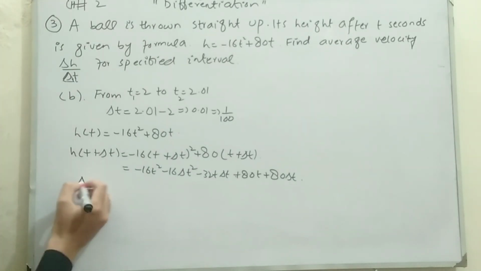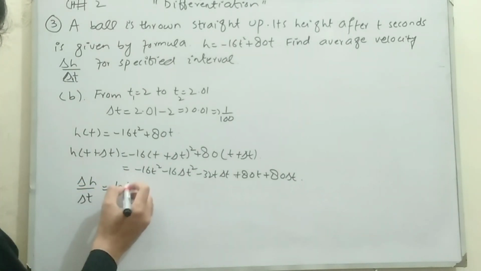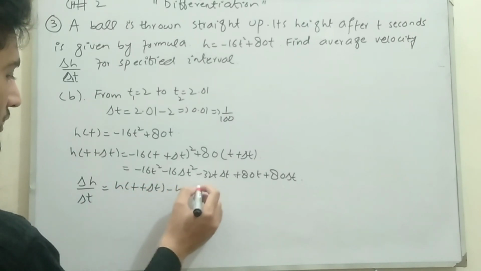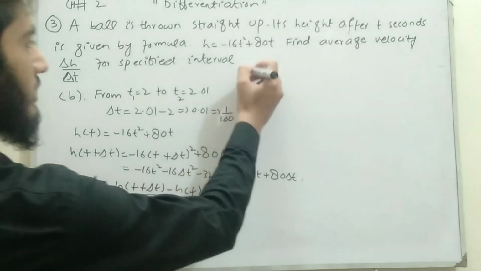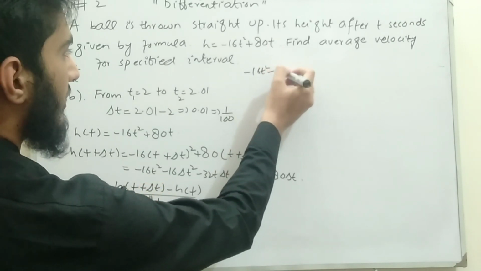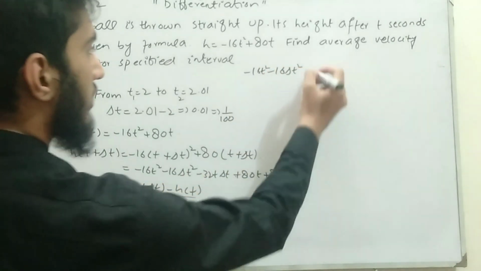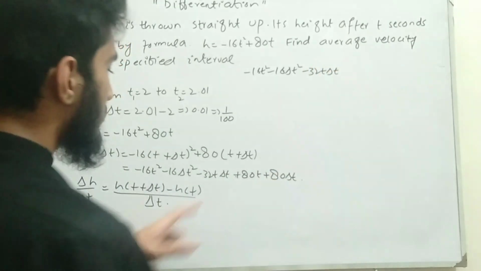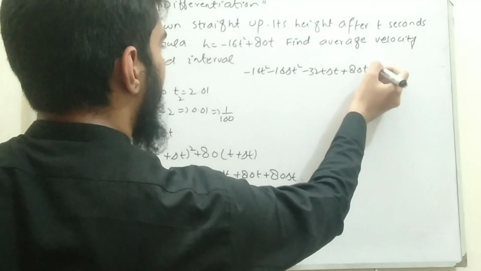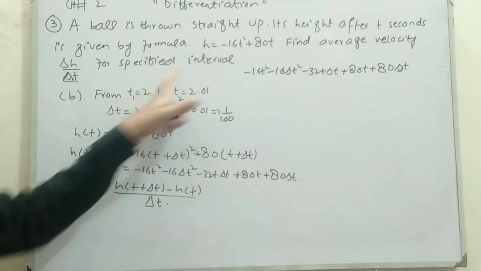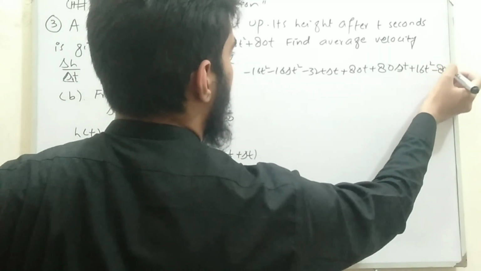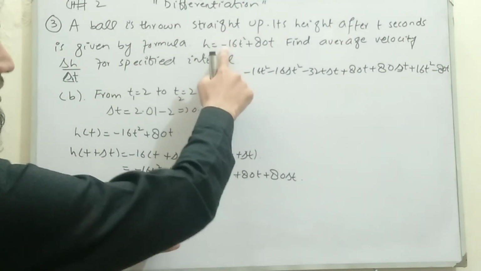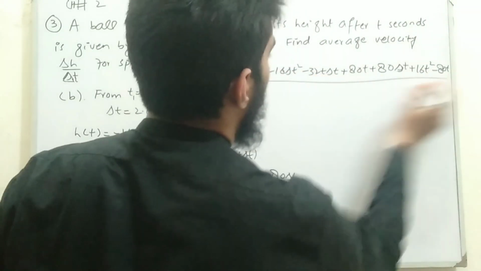Now using the formula, del h by del t is equal to h of t plus del t minus h of t, divided by del t. Now using the values, find the required result. H of t plus del t is minus 16t square minus 16 del t square and minus 32t del t and plus 80t and plus 80 del t. Here is a minus sign in the formula, so minus multiplied by h of t gives plus 16t square minus 80t. The signs will change with the negative, so plus and minus over here, and the whole is divided by del t.